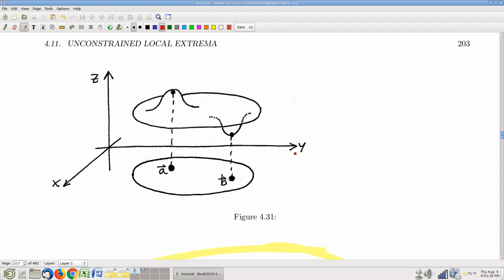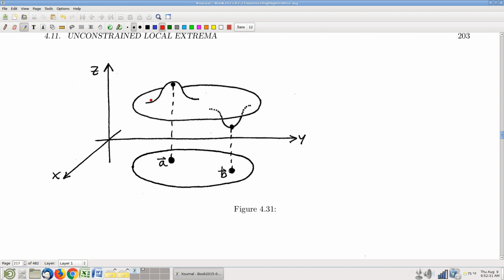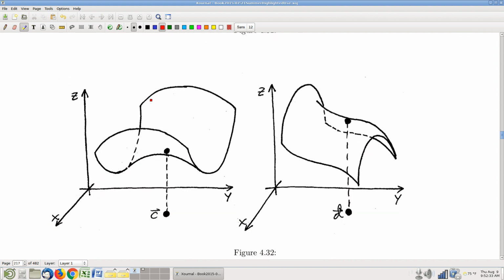Here are some possibilities that you might have, these are sort of the obvious possibilities. Maybe we have a maximum, maybe we have a minimum. Those are the ones that we're sort of expecting. But there are several other different possibilities. Here are some of them.